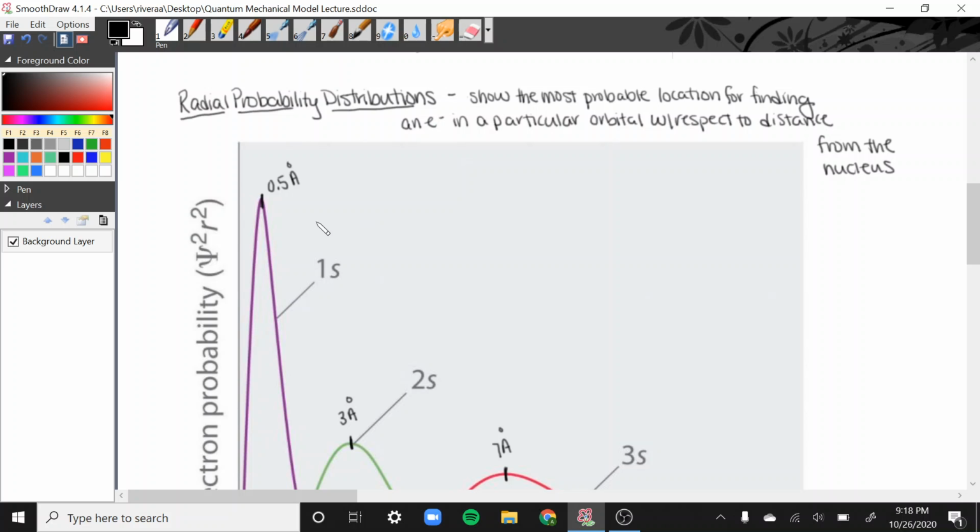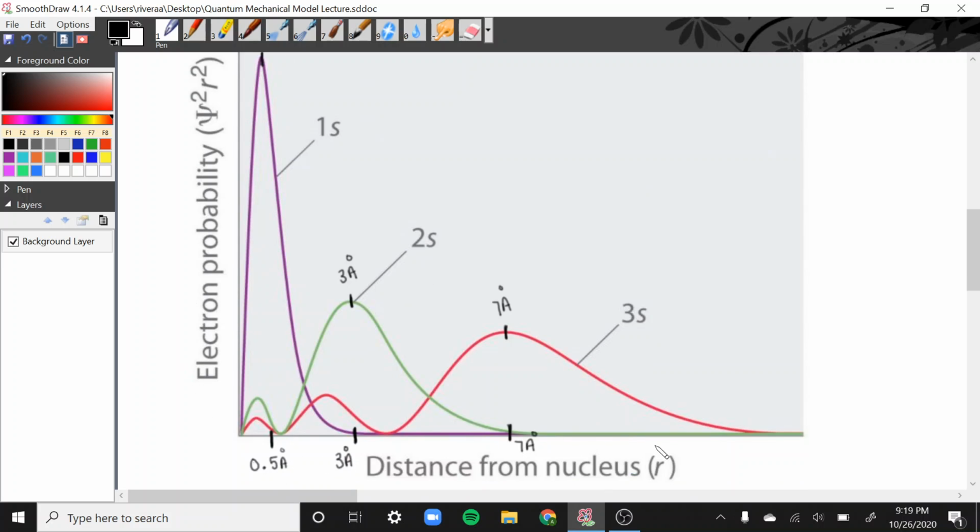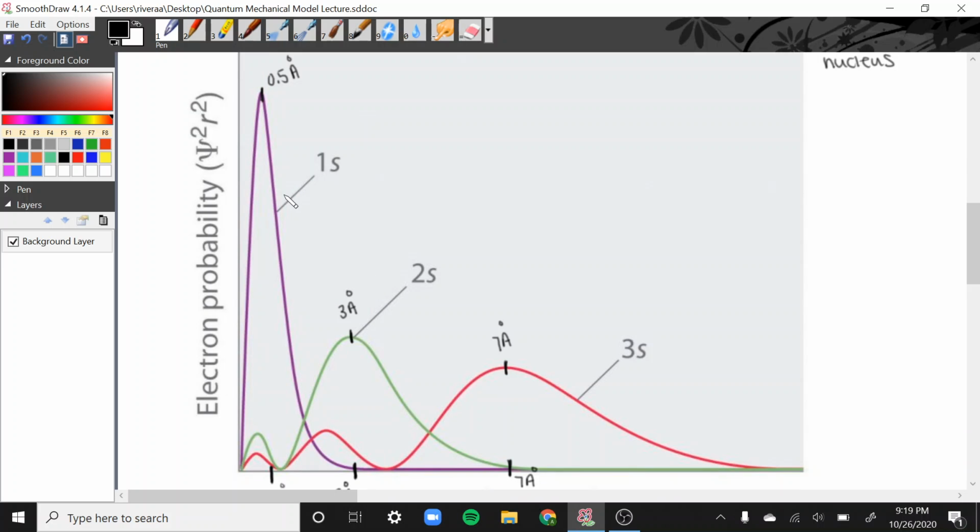So how likely are we to find the electron at this distance from the nucleus versus that distance from the nucleus? On my y-axis here is the probability, and on my x-axis here is distance from the nucleus. If we look at the probability of finding an electron in the 1s orbital, the most probable location for that electron, the peak of this graph, is at about 0.5 angstroms from the nucleus.